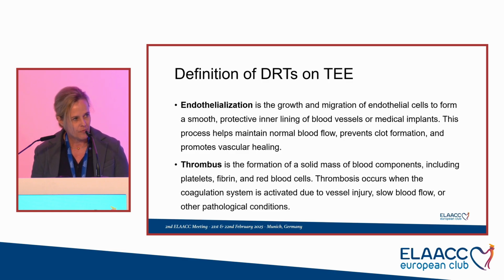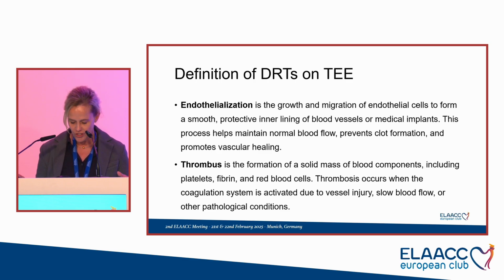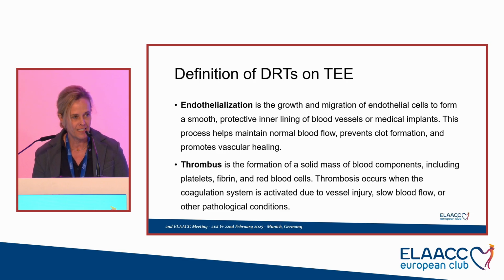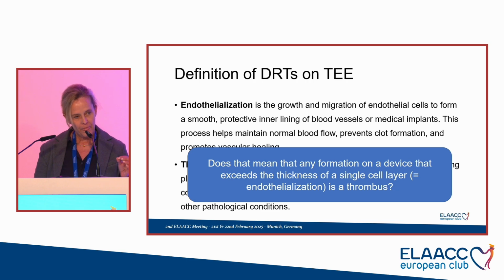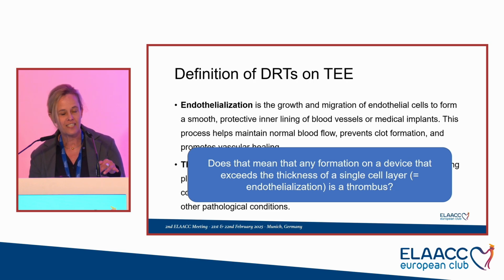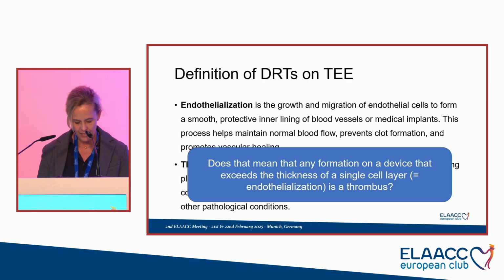So in contrast, what is a thrombus? A thrombus is a formation of a solid mass of blood components. It includes platelets, fibrin, red blood cells, and this may occur when we have some coagulation disorders. It can be activated by slow flow, for example, around the devices. So it's a different story, but how can we really differentiate between these two issues? If endothelialization is normal healing, does that mean that any formation on the device that exceeds the thickness of one layer is a thrombus formation? So it's getting more and more difficult.